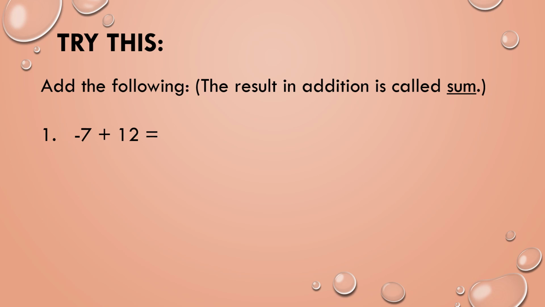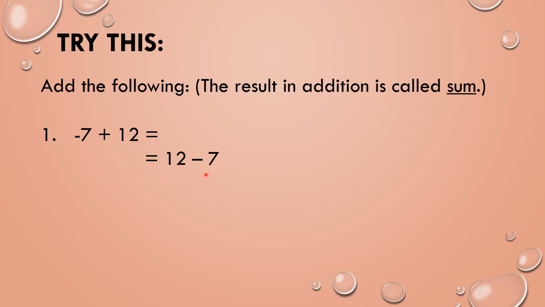So kung mapapansin nyo, magkaiba ng symbol or magkaiba ng sign ang 7 at ang 12. Let us apply yung pinag-aralan natin kanina. So remember, kapag negative ang sign ng isang number, isipin nyo na iyon ay utang. Kapag naman positive, iyon ay pera. So ang 7 ay utang, so ang 12 ay pera. So para hindi tayo malito, let us assemble this given equation into simplest way. So this will become 12 minus 7.